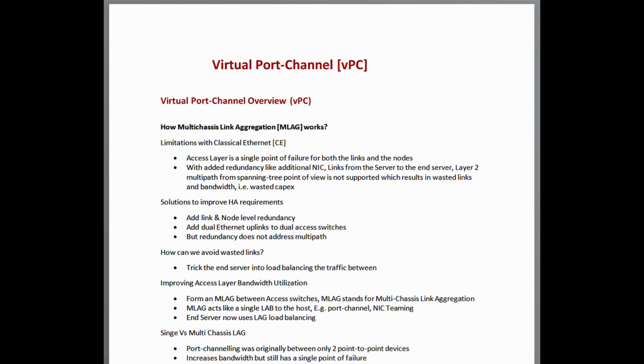So speaking about a common network architecture where we have the three-layer design, that is the core, distribution, and access layer, we generally have the access layer as a single point of failure from both the link and the node's perspective. We can add redundancy to the platform by adding redundant power supplies, additional NIC cards to the servers, and additional links from the switch to the end server.